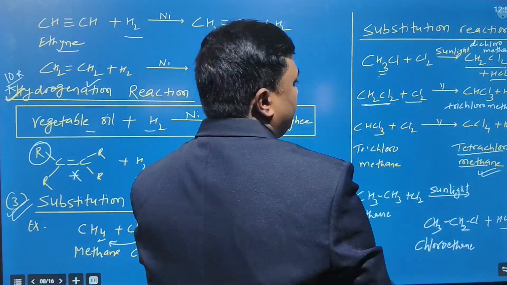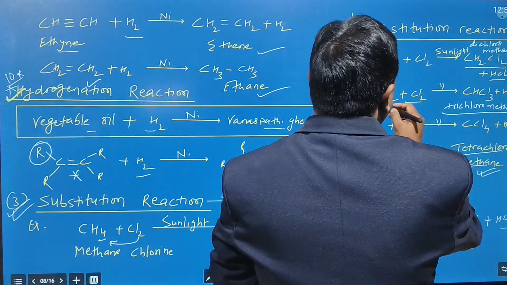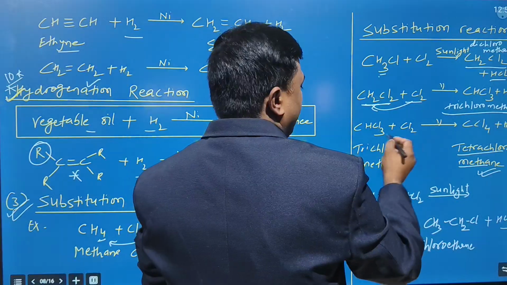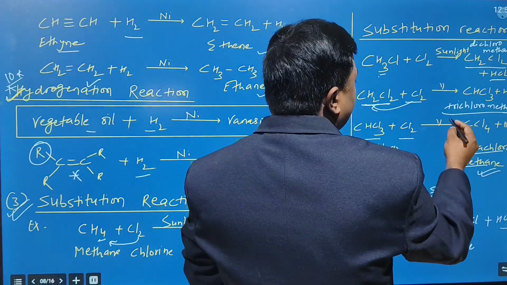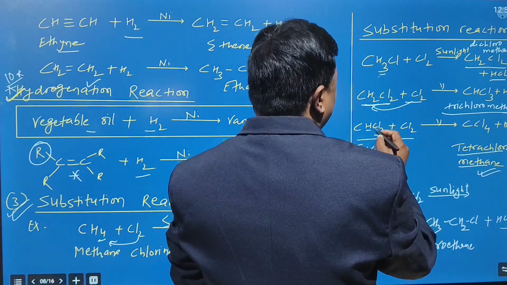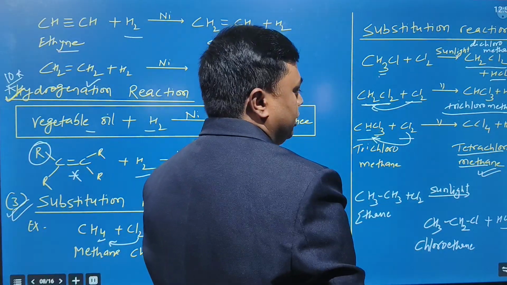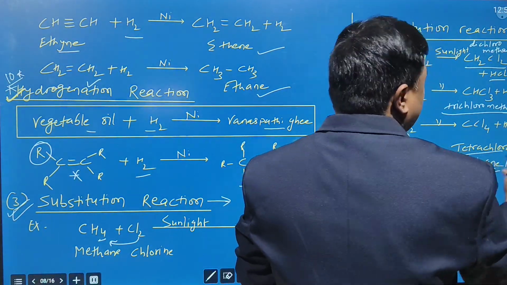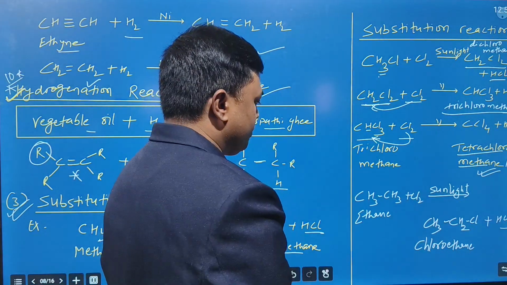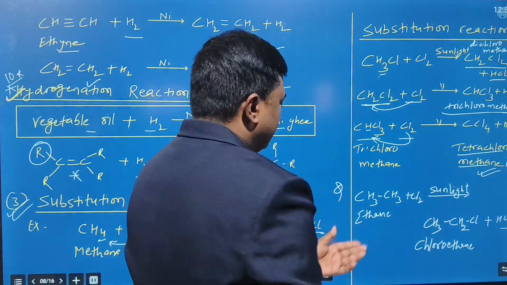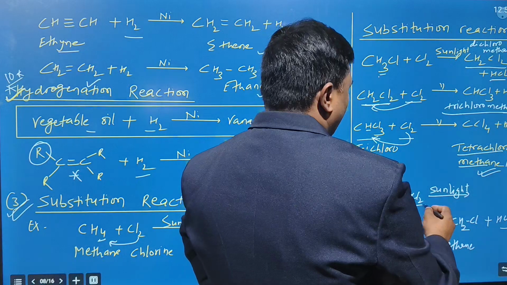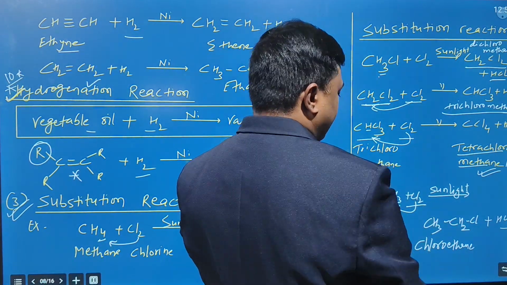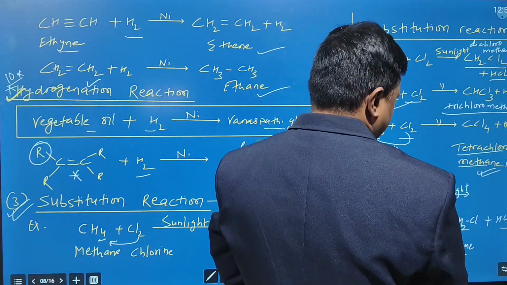Again, you pass Cl2 through this dichloromethane, and it gives you trichloromethane. Again, one hydrogen is substituted by one chlorine atom. Again, you pass CHCl3 plus Cl2 in the presence of sunlight. Again, this hydrogen is substituted by one chlorine atom. It will form CCl4 plus HCl, that is tetrachloromethane, also called carbon tetrachloride. Yes or no? Try this question. Ethane. What happens when chlorine is passed through ethane? One hydrogen is substituted by one chlorine atom, so it forms chloroethane. Yes or no?